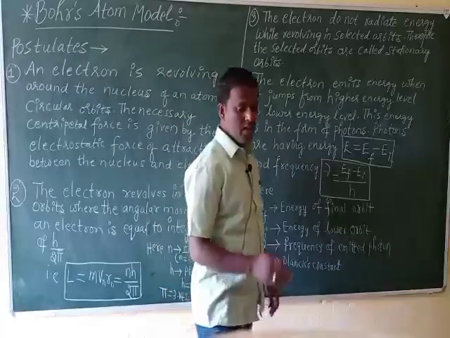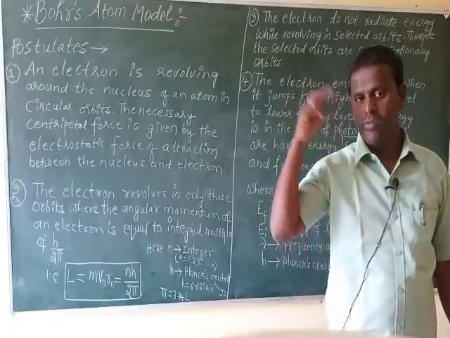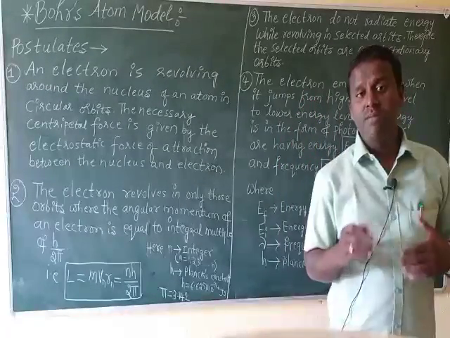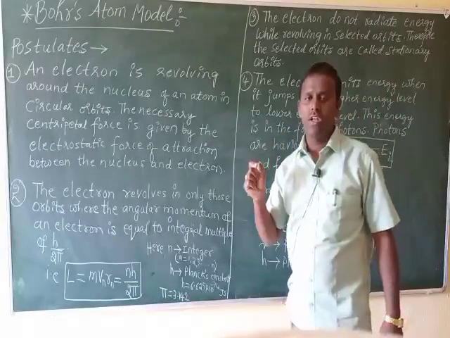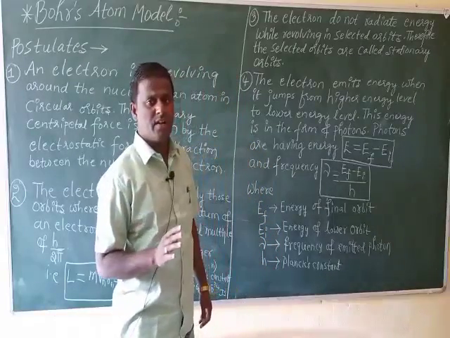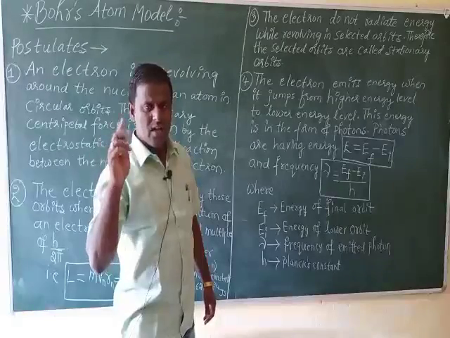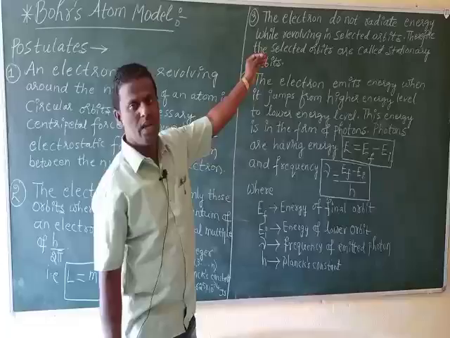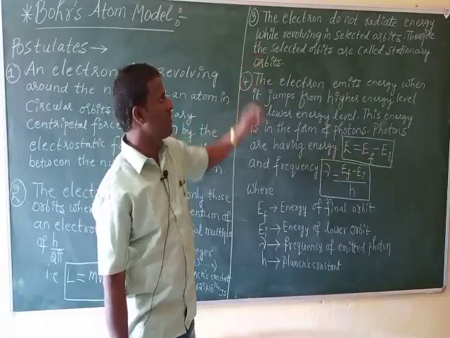In whichever circular orbit they revolve and rotate, they are not radiating. Radiating means emitting. They are not emitting energy. Therefore, those orbits are called stationary orbits. Orbits do not give energy, energy is not emitted in the orbit. So therefore they are called stationary. Stationary means not moving, not fixed, at rest. They are at rest, stationary orbits.